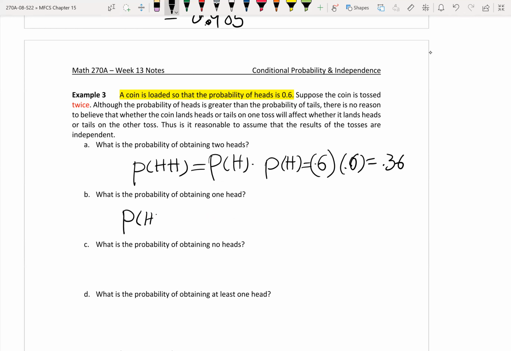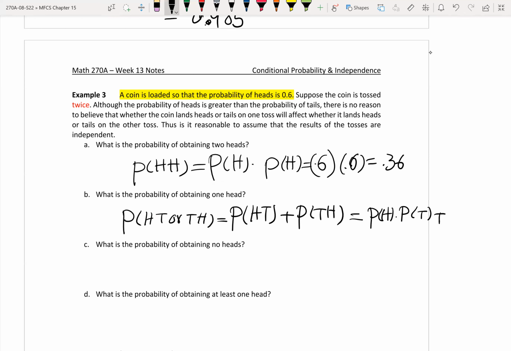One head means head tail or tail head, right? So it's going to be the probability of head tail or tail head. Do I have any intersection to subtract? No, right? So then it's going to be the probability of head times tail for the first one, plus the probability of tail times head for the next one. Agree? So 0.6, 0.4, 0.4, 0.6.